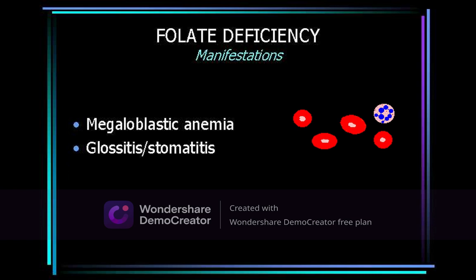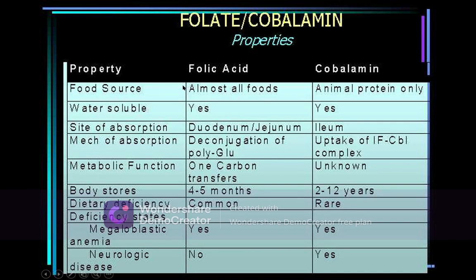The same occurs in B12 deficiency also; B2 deficiency and B6 deficiency will cause the same thing. The megaloblastic anemia is seen in cases of the folate deficiency and the B12 deficiency. A comparison has been given here of folic acid and cobalamin. Here is the food source: folic acid is in almost all foods, but high in the vegetable plant kingdom. But cobalamin you acquire only from animal protein, the animal source. Both are water soluble.